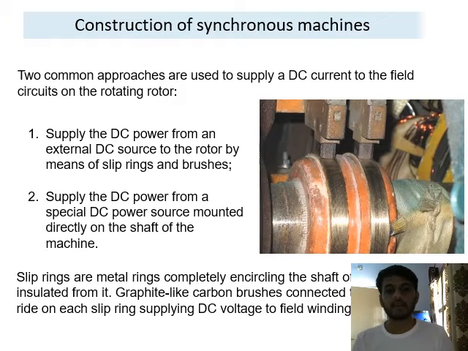Okay, slip rings are made of metal rings completely encircling the shaft and insulated from it. Graphite-like carbon brushes are connected. Carbon brushes ride on each slip ring, supplying DC voltage to the field winding. So this is the basic slip ring and brush arrangement to supply our rotor.